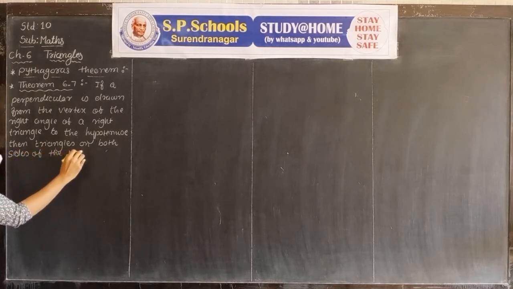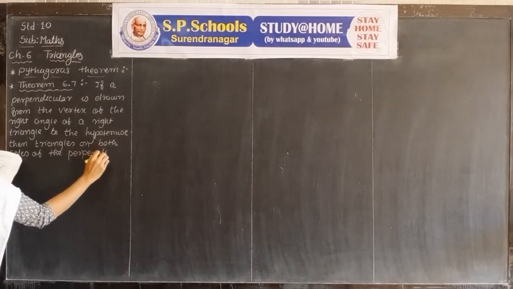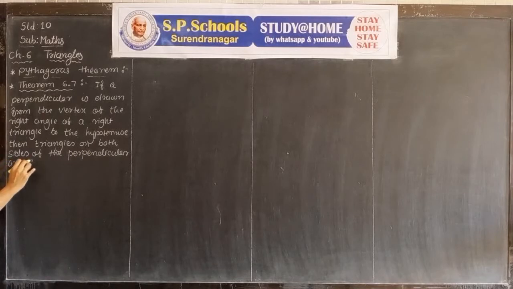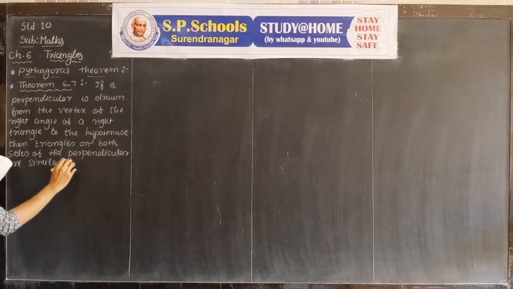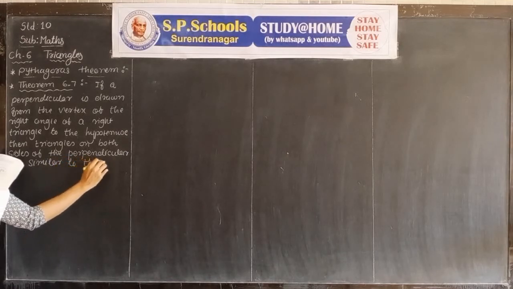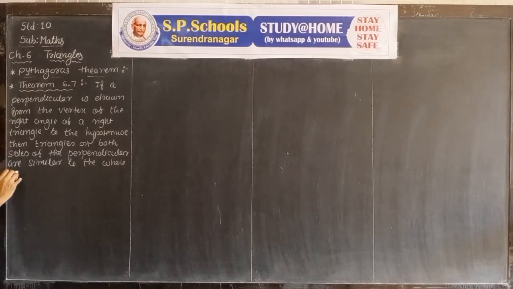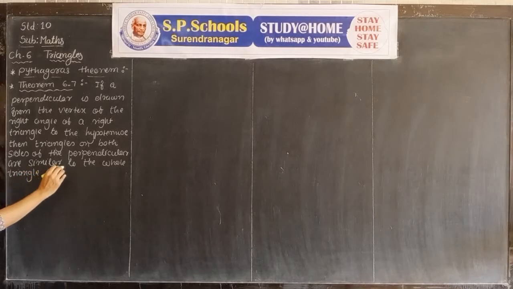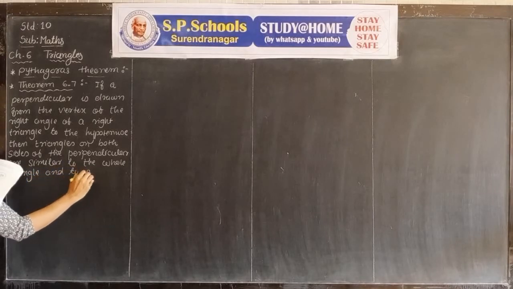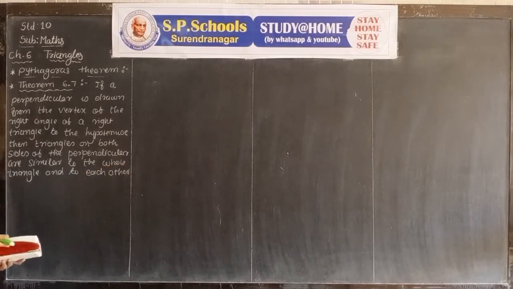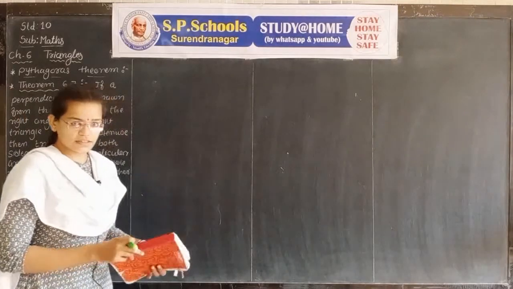The triangles on both sides of the perpendicular are similar to the whole triangle and to each other. First of all, see the statement.